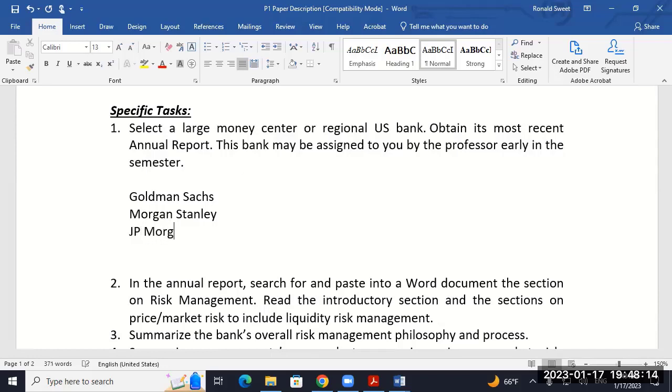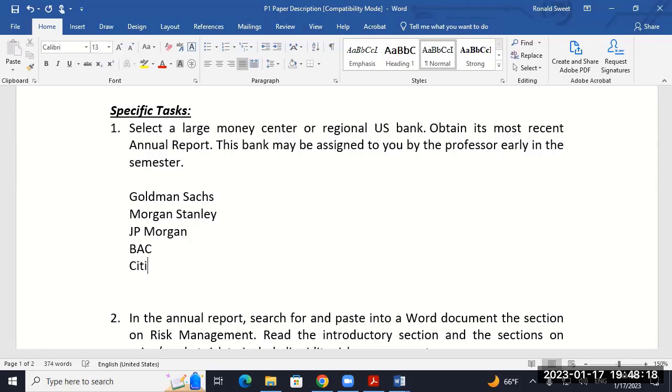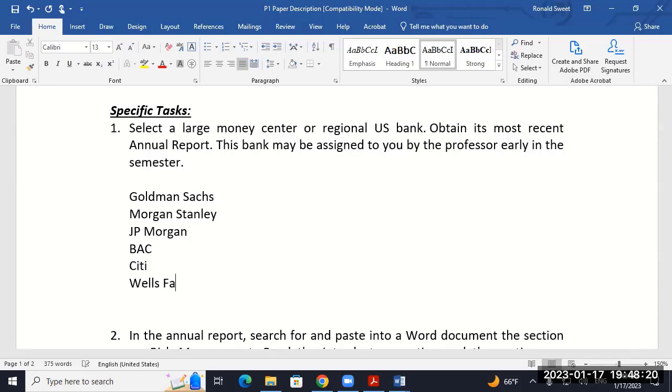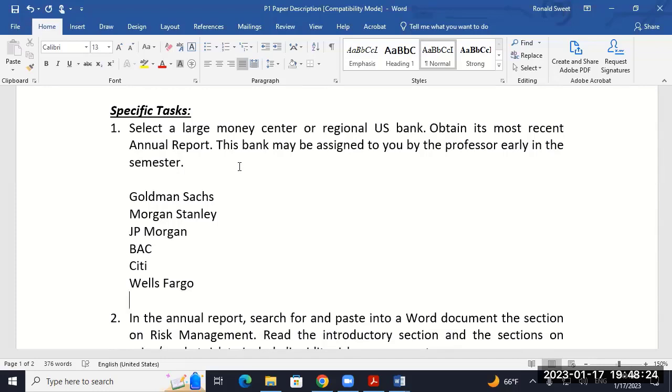Obviously, JP Morgan, Bank of America, Citibank, Wells Fargo. Those are the primary ones people pick. Can y'all think of some others? Would Red Oak Group be too local? Yeah, I wouldn't do a credit union. I wouldn't do USAA. You need someone that's publicly traded because you're going to need their annual report.